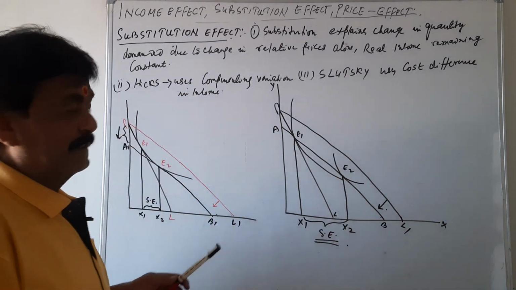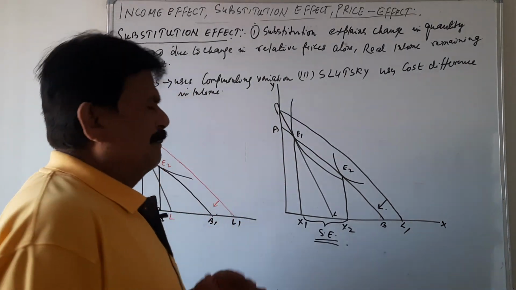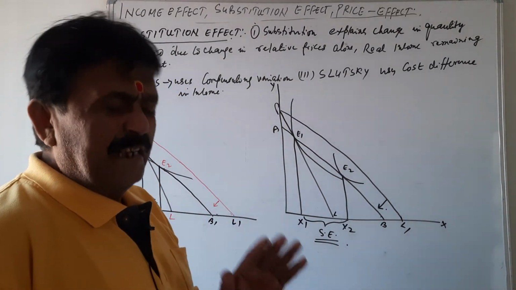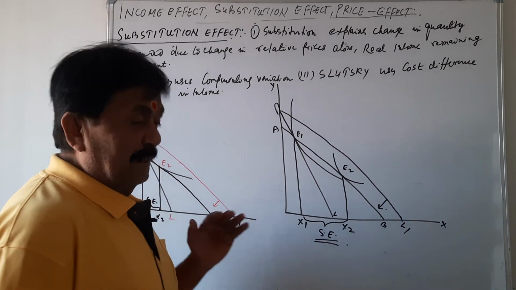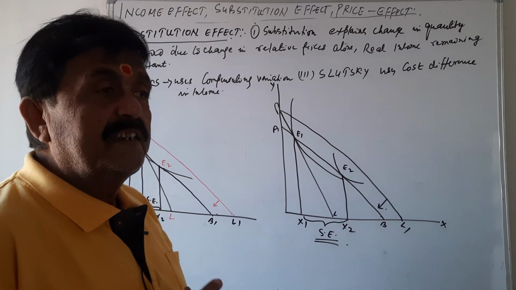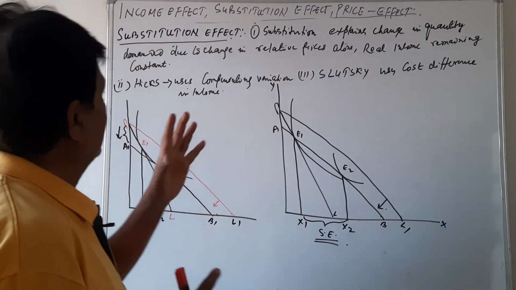This is what I have spoken right now, that when price changes, real income changes. By keeping real income constant and then observing what happens to the demand due to the change in the relative price, this is what the substitution effect explains.